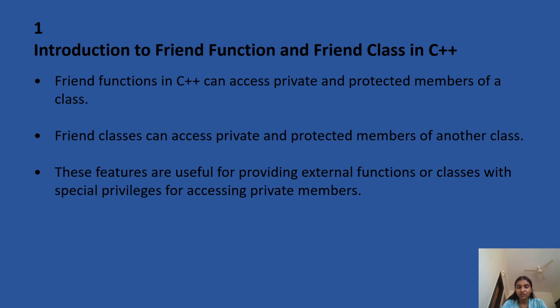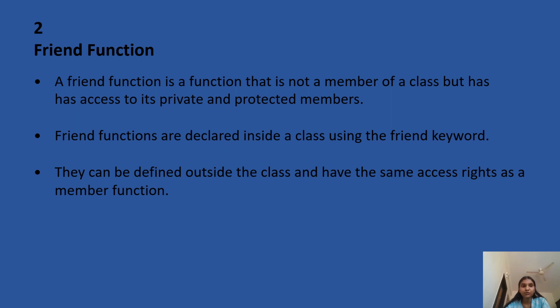Introduction to friend functions and friend classes in C++. A friend function in C++ can have access over private and protected members of a class. Friend classes can access private and protected members of another class. These features are useful for providing external functions or classes with special privileges for accessing private members. First, let's see the friend function and then the friend class.